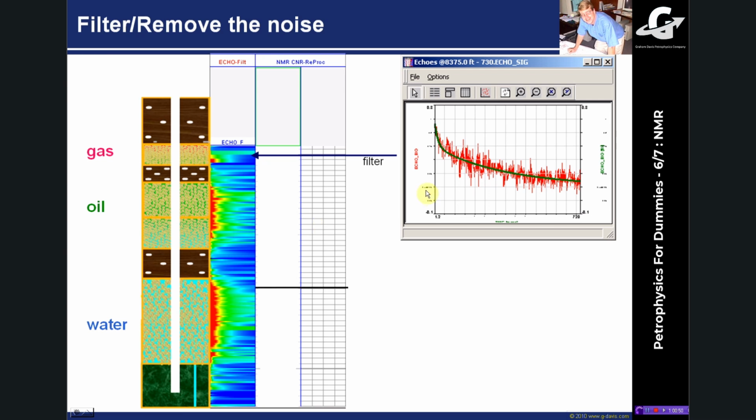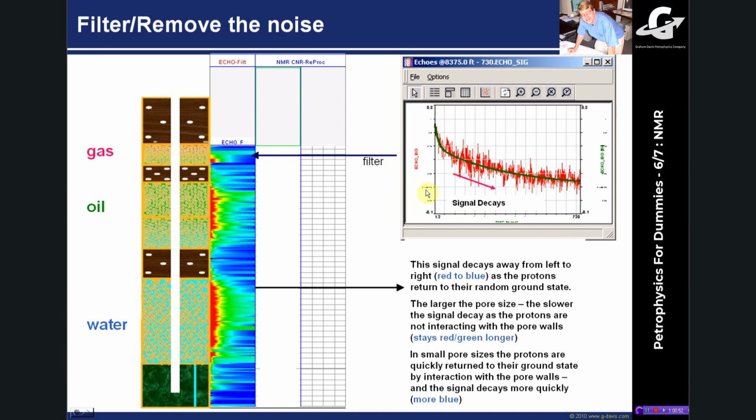And then as we let that decay away from left to right, as we colour it in from red to blue, these protons are returning to their random ground state. And what you tend to find is that in large pores, where these protons are far away from the borehole wall, they don't tend to interact with the borehole wall, so they tend to stay aligned a lot longer. So they still can maintain their signal through time. So it stays red or green longer.